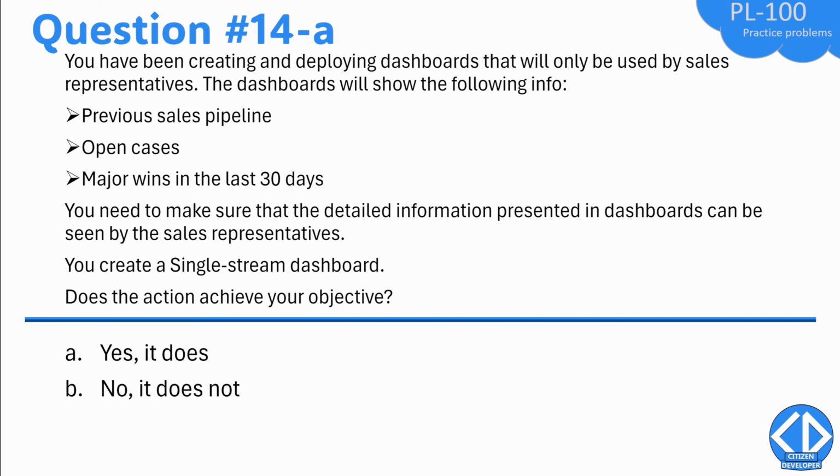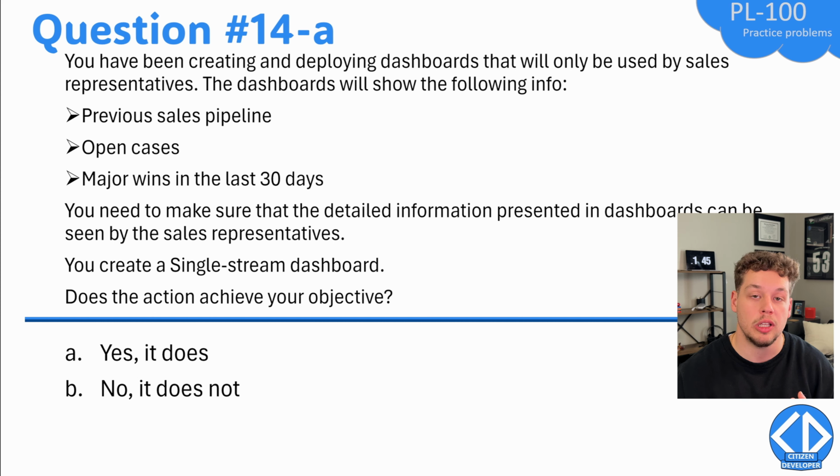Okay, so there are 2 different types of dashboards, and that's going to be single stream or multi-stream dashboards. A single stream dashboard is going to be a dashboard that only looks at one table, only looks at one entity. Now it can pull in lots of information about, say, cases and several different views, but it's only going to be able to look at cases. A multi-stream dashboard could look at accounts, cases, and leads and opportunities, etc. So what is our dashboard trying to achieve? It's trying to look at the sales pipeline, which could be leads, opportunities, quotes, invoices. It's trying to look at open cases, and it's trying to look at major wins.